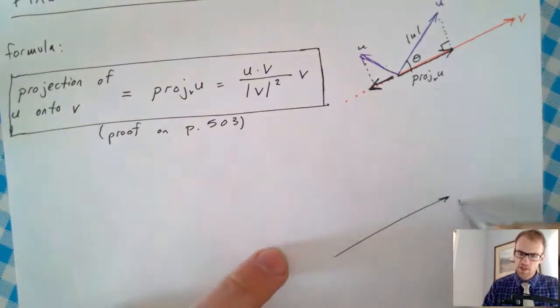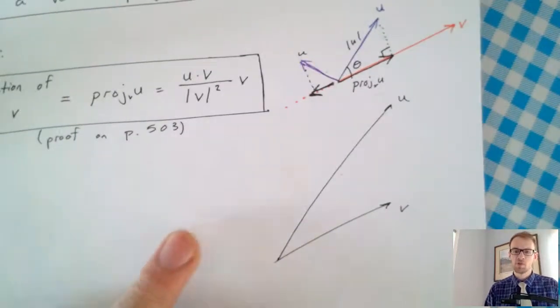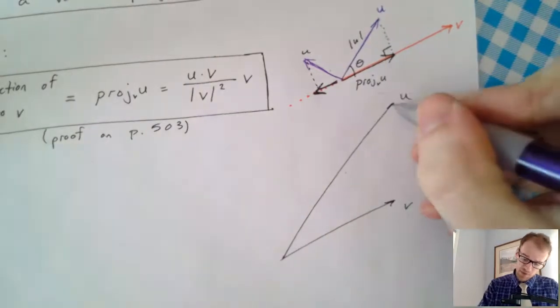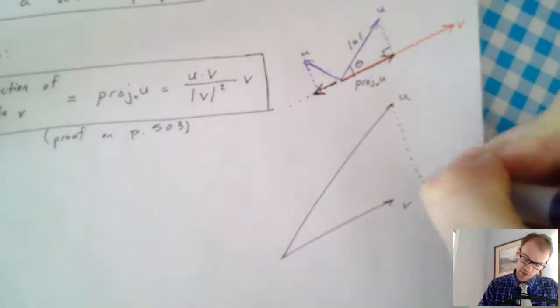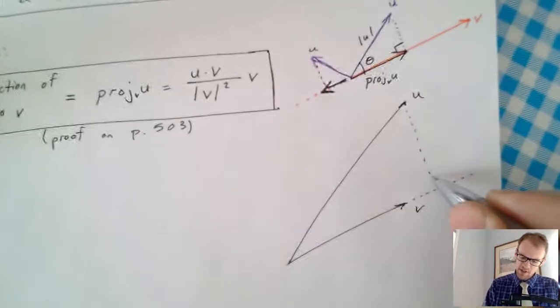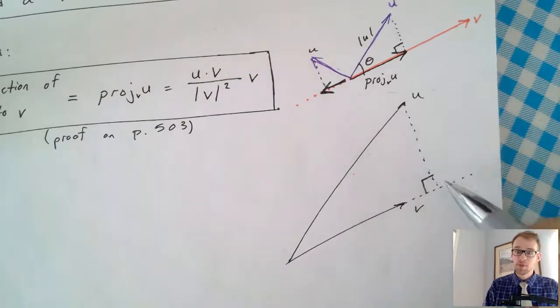Suppose here's v, and here's u. Well, what if u is longer than v? What do we do then? Same thing. We just draw this perpendicular dotted line to create the right triangle. We kind of extend v out past its endpoint. This vector here, we still drop this perpendicular from the tip of u onto v.